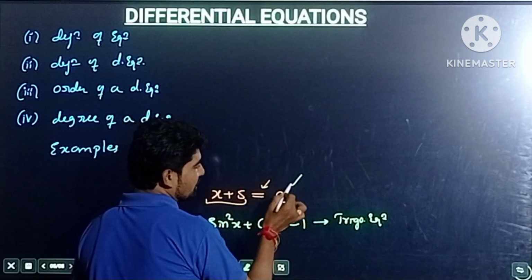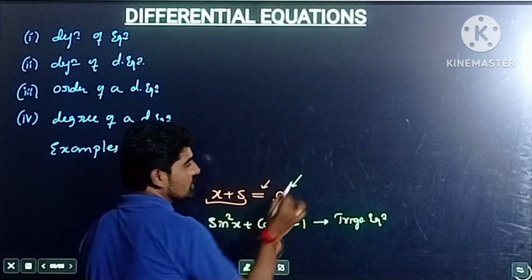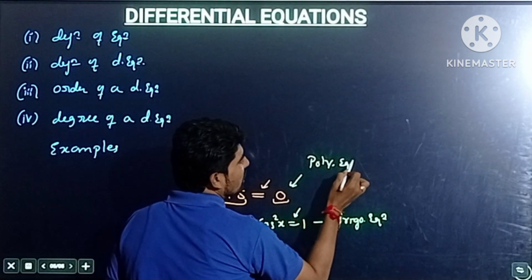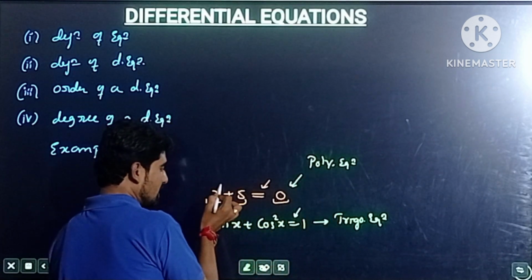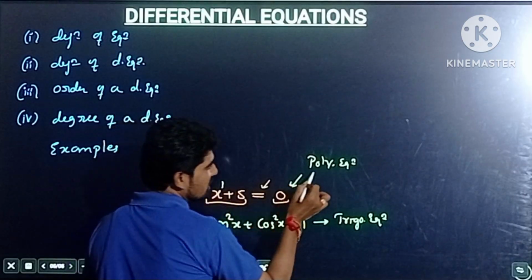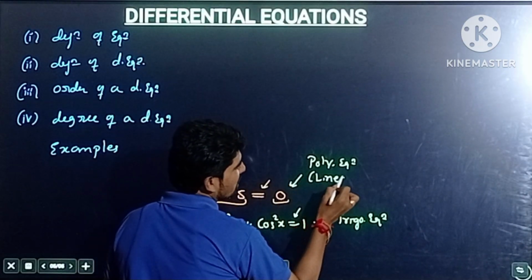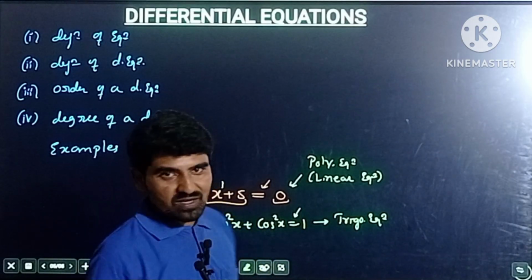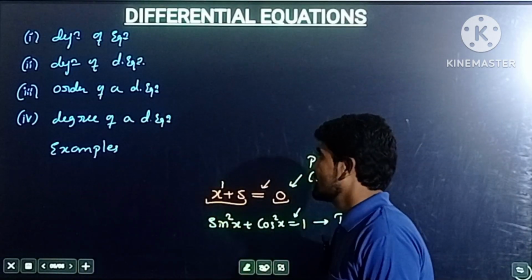And in the first one, x plus 5 equal to 0, this is one of the polynomial equation. In that, the degree of the variable x is 1. Therefore, this is a linear equation. I hope all of you understood the definition of the equation.